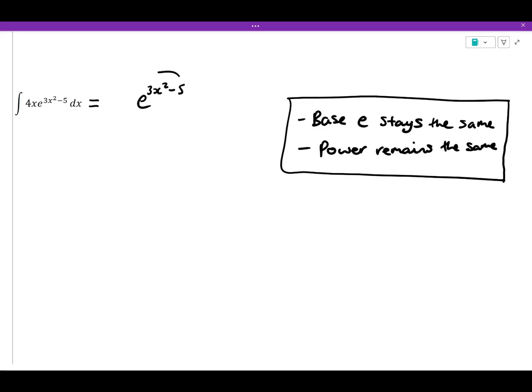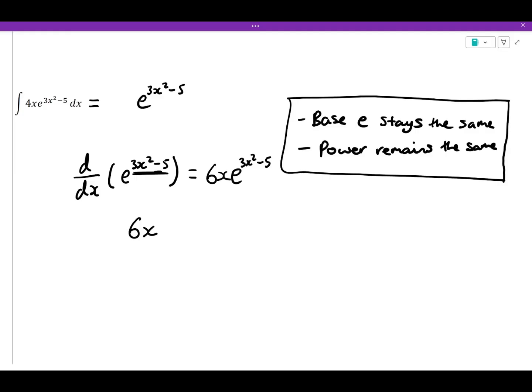We're then going to differentiate this and see what we get. So we're going to do the derivative with respect to x of e to the power of 3x squared take 5. So when we differentiate, we know we're going to have e to the power of 3x squared take away 5. Okay, but we need to differentiate our power, which would give me 6x. And we're going to need to multiply by that. So we're going to have 6x in front like that. Now let's do our comparison step.